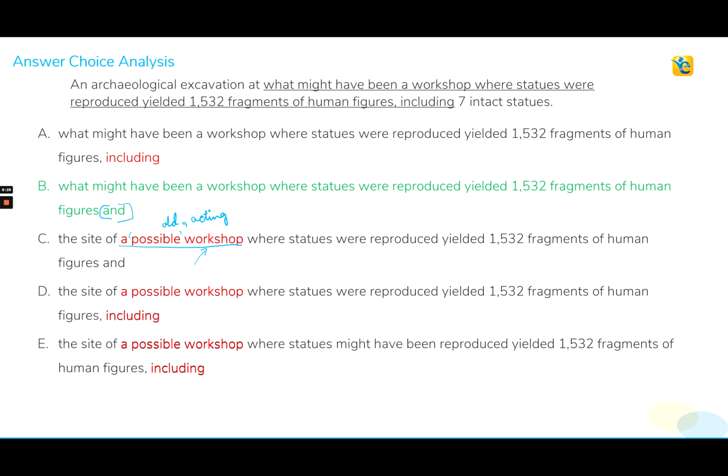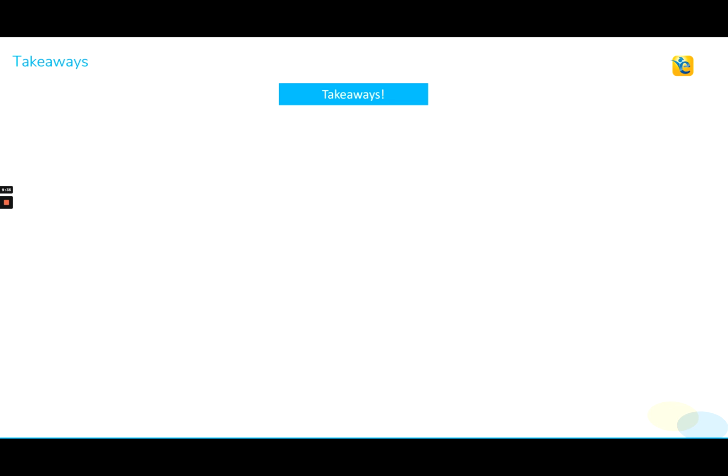So you see, when we focus at the right part of the sentence, it is easy to come to the correct answer choice. Now with this, let's understand a few takeaways, what we must keep in mind. Try to visualize the sentence. In most cases, especially for SC questions, you will be able to visualize the sentence. When I visualized fragments and fragments including intact statues, it just did not make sense. And what happens with visualizing is that you become more confident, or you understand the meaning communicated by the sentence in a much better way, right? So try to visualize sentences as much as you can.